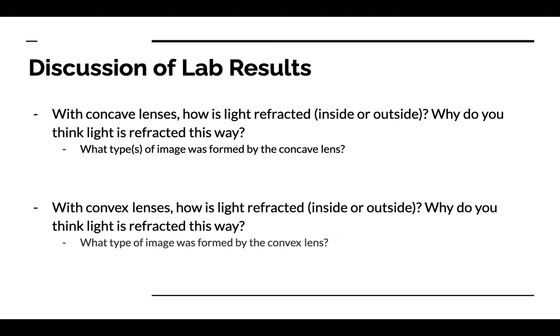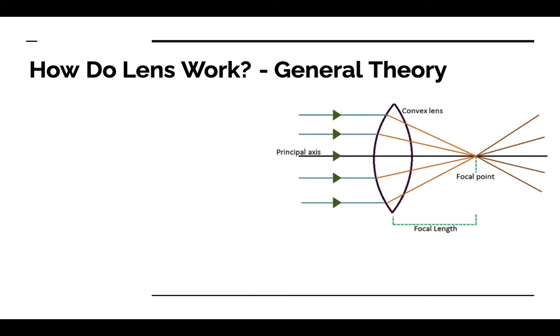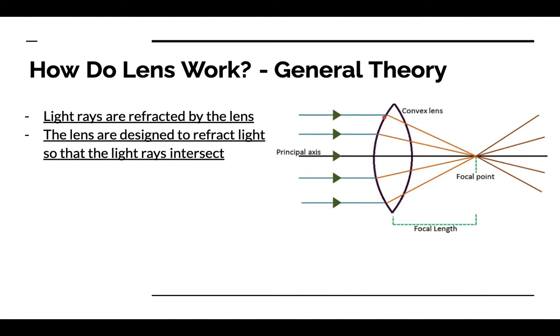Alright, so discussing our lab results, we'll skip over that right here. So how do lenses work? The general theory: light rays are refracted by the lens. Our lens exploits refraction to bend our light waves, or bend our light rays, better said, since we're looking at it from the perspective of a light ray instead of a light wave in this lesson.